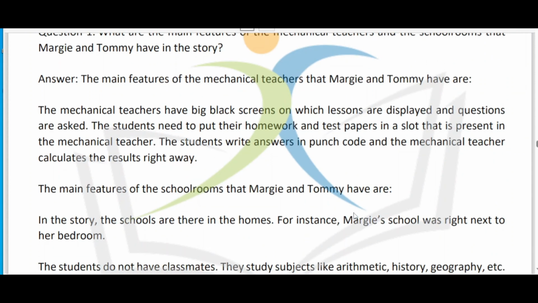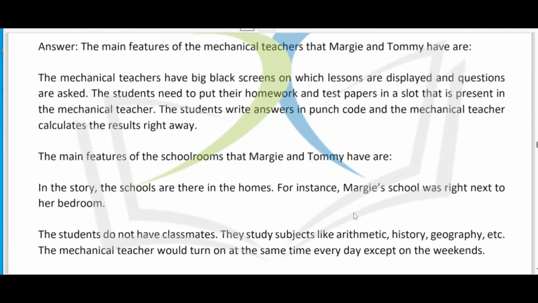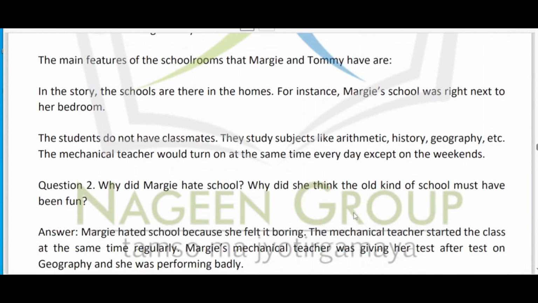What are the main features of the schoolrooms that Margie and Tommy have? Like in the story, the schools are at home. It was just next to her bedroom, and they do not have any classmates, and they only have the subjects of arithmetic, history, and geography. They had regular days of school, except the weekend, Saturday and Sunday, when it was off. And why did Margie hate school?